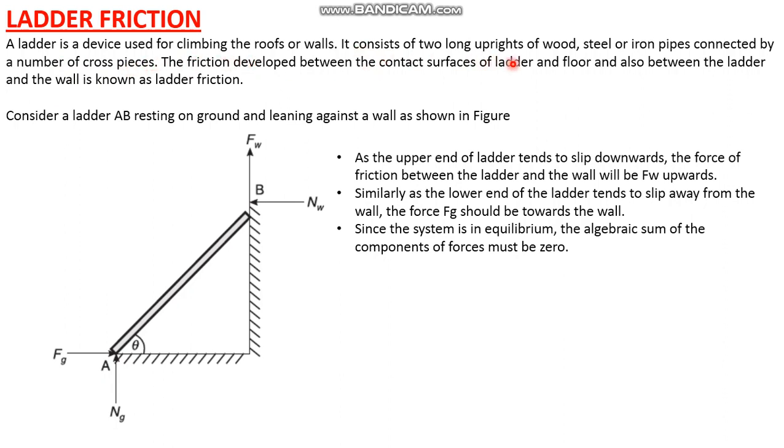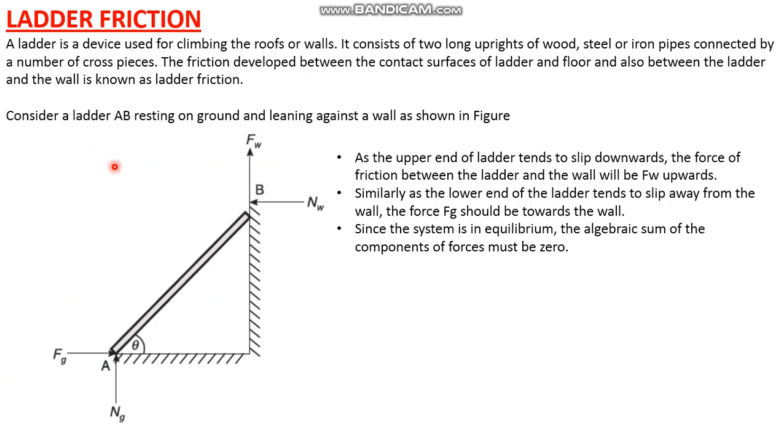It consists of two long uprights made of wood, steel or iron, connected by a number of cross pieces. Friction develops between the contact surface of the ladder and the floor. Also, friction will be developed between the ladder and the wall. So a frictional force will be developed at this point. This is the frictional force.